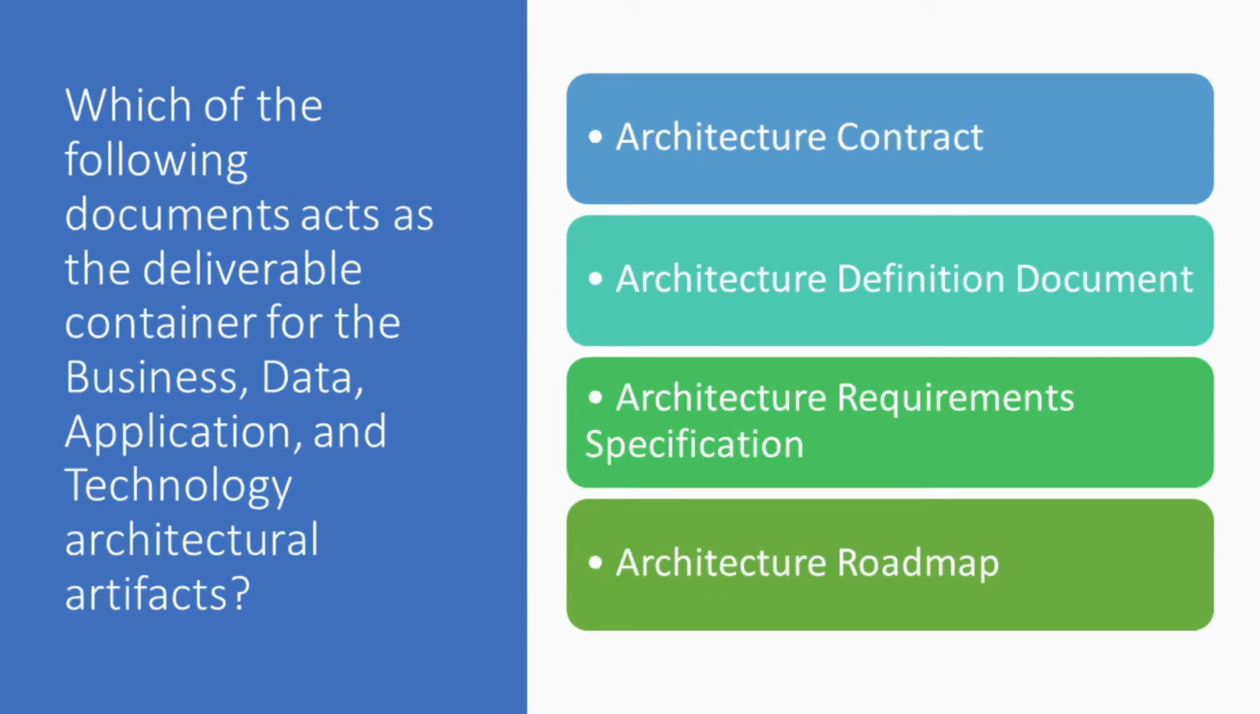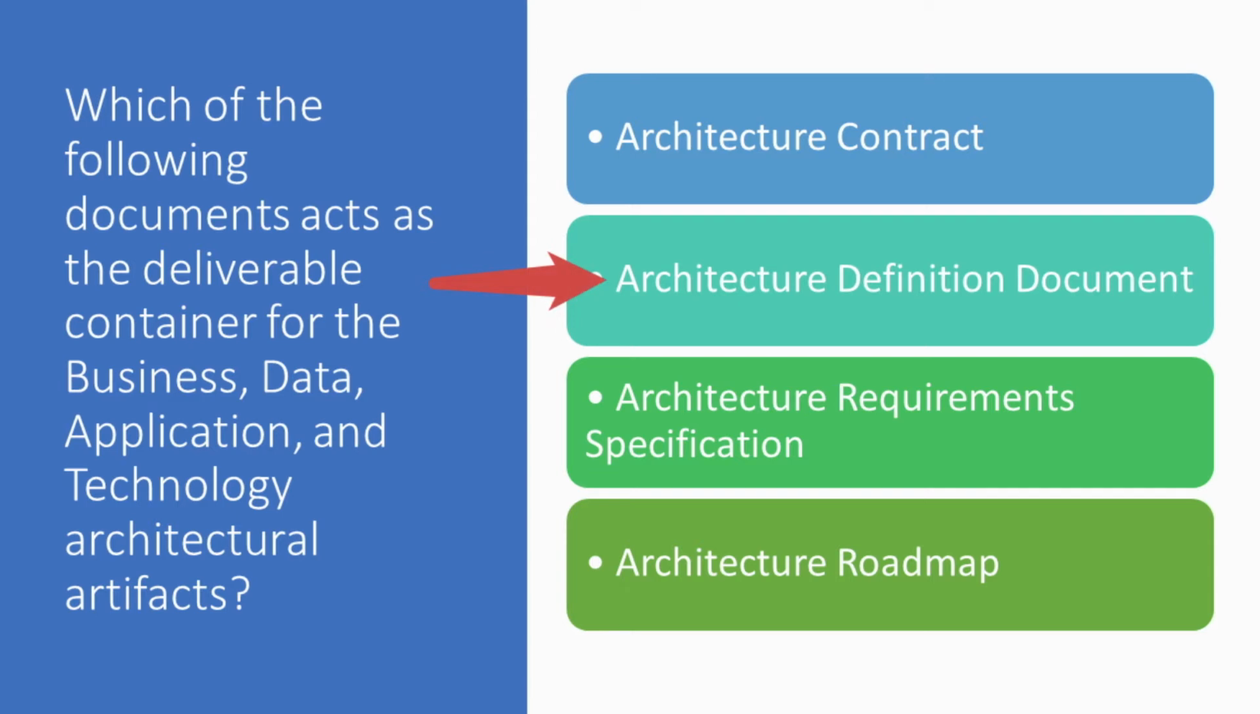Let's talk about the next question. Which of the following documents acts as the deliverable container for the business, data, application, and technology architectural artifacts? Options we have: A. Architecture contract, B. Architecture definition document, C. Architecture requirements specification, D. Architecture roadmap. Correct answer for this question is option B, the architecture definition document.